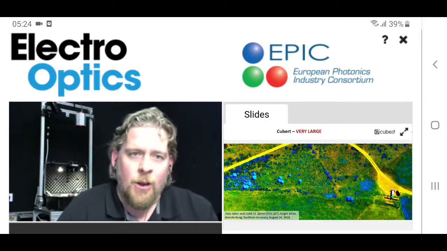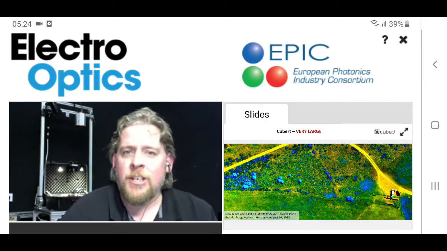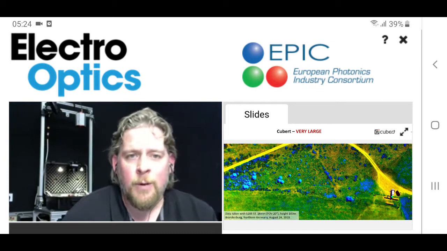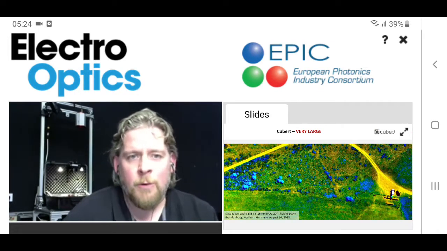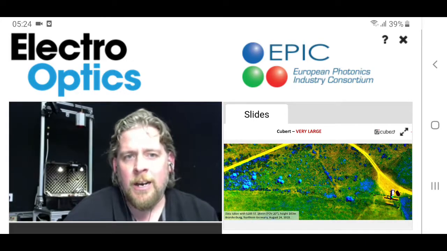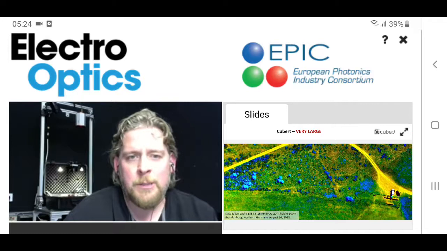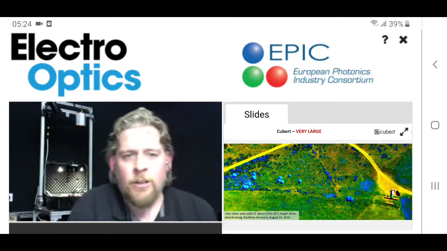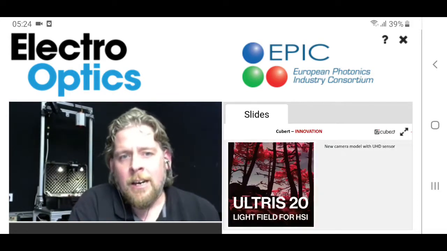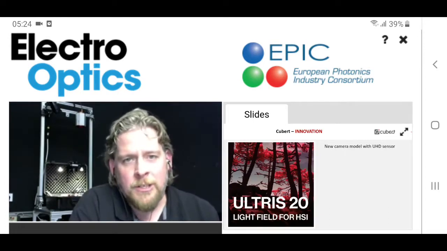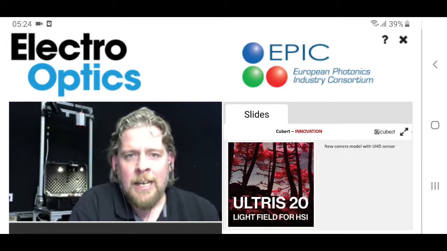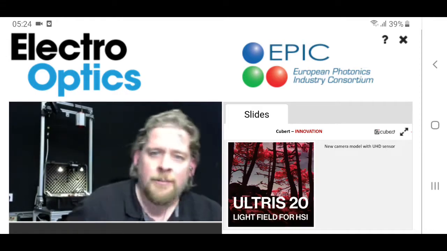Today I want to talk a little bit about the innovation in that field, and we have, in cooperation with Delta and EOF, generated a new kind of hyperspectral imager, which we call the ULTRIS. The first ever light field based hyperspectral imager out there. And it's our new camera model.